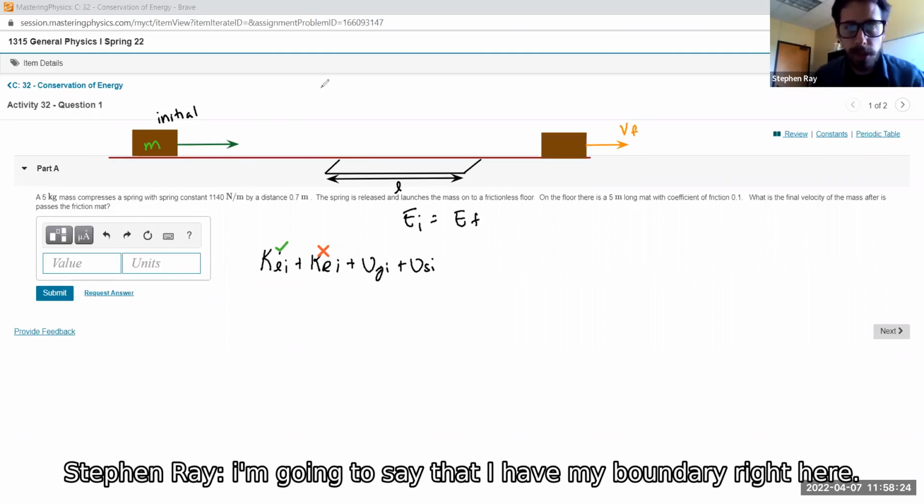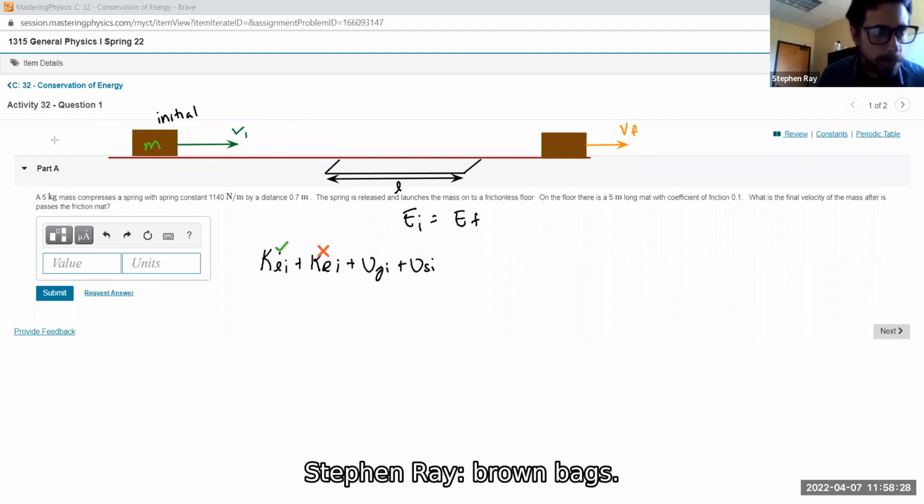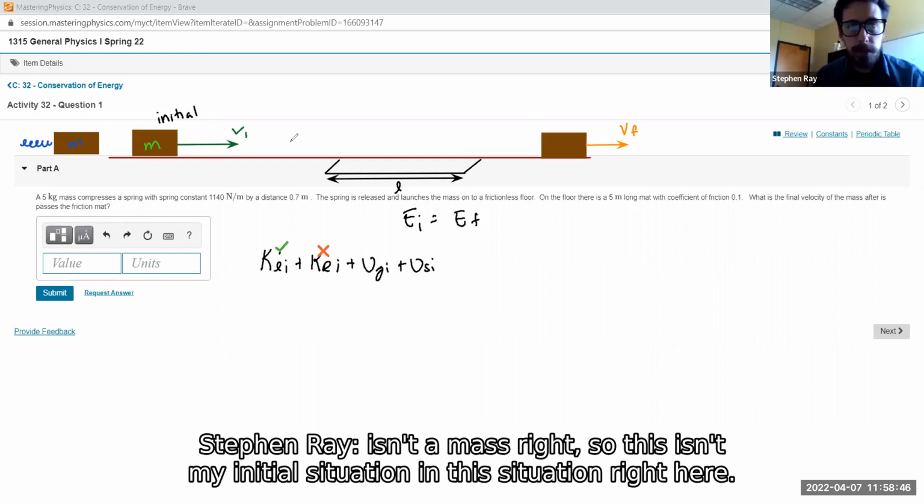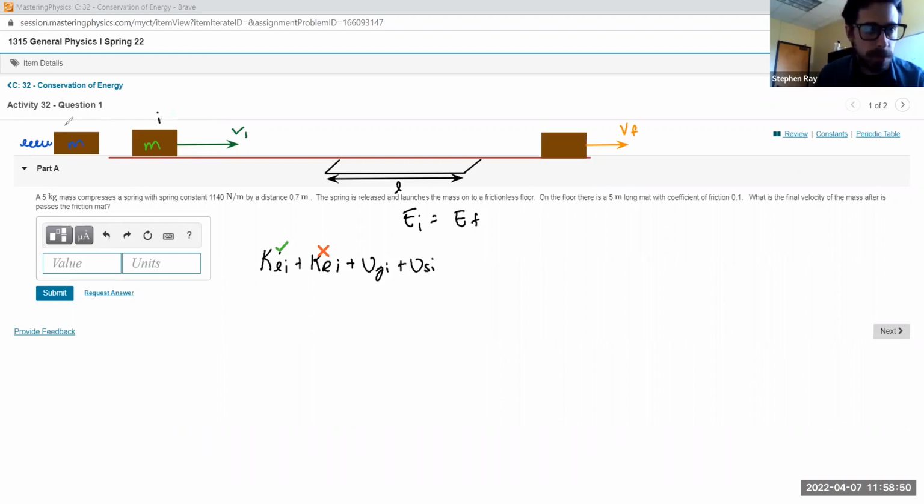I'm going to say that I have my brown box right here. Right? This is compressing the spring. Here's my mass. So this isn't my initial situation. My initial situation is right here.